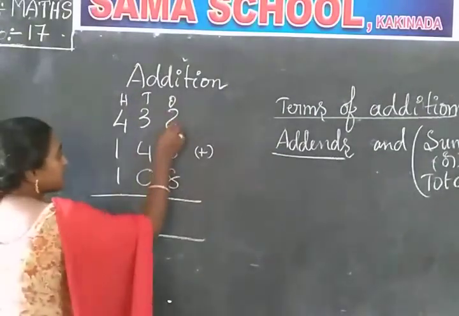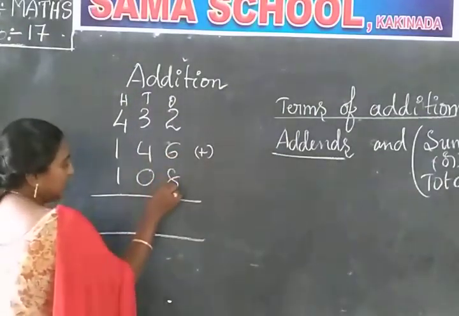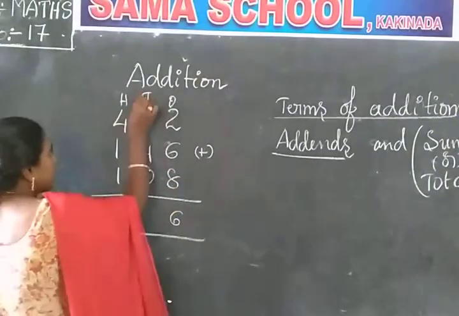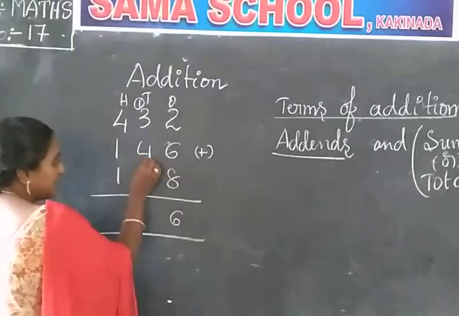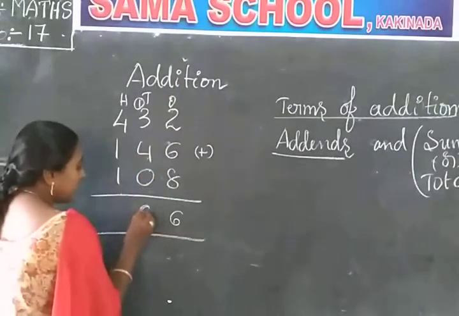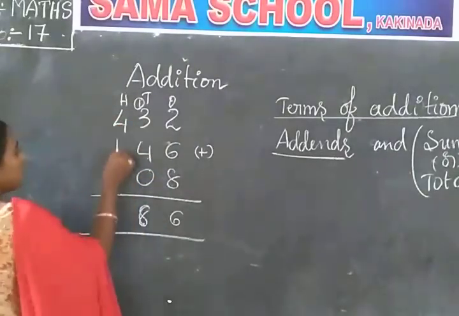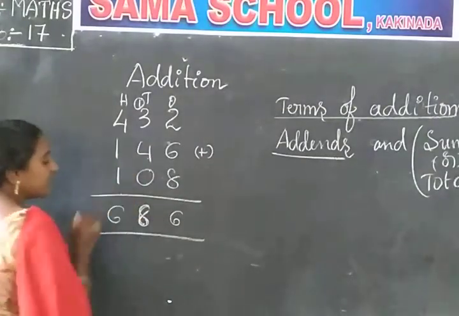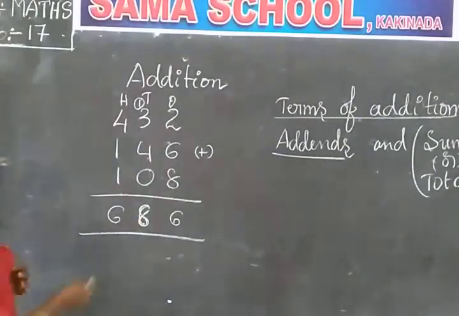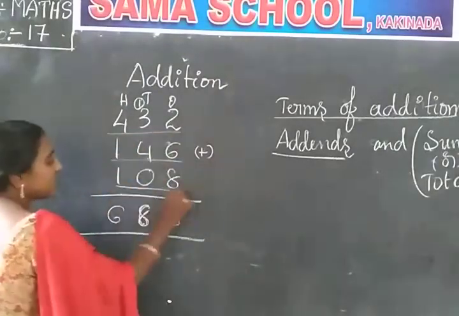So, you add the numbers: 2 plus 6, 8. 8 plus 8, 16. Carry 1. 1 plus 3, 4. 4 plus 4, 8. 8 plus 0, 8. 4 plus 1, 5. 5 plus 1, 6. This is 686.